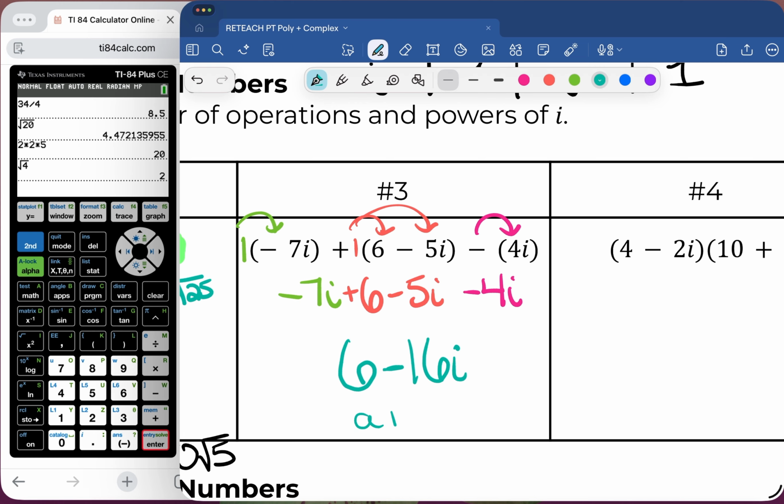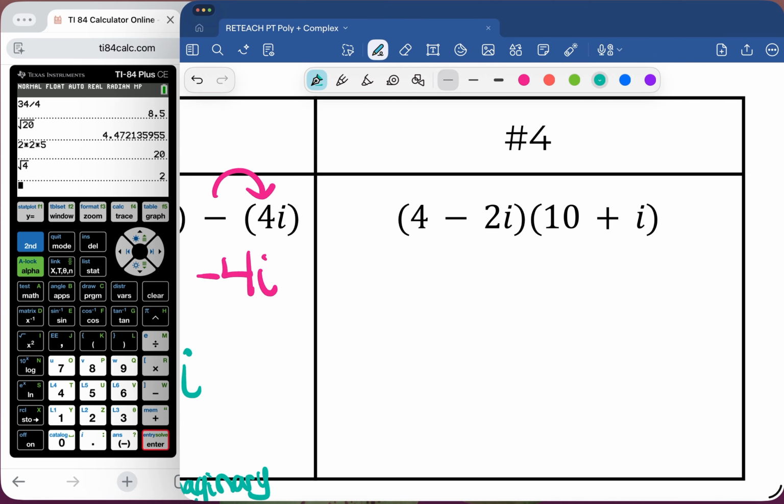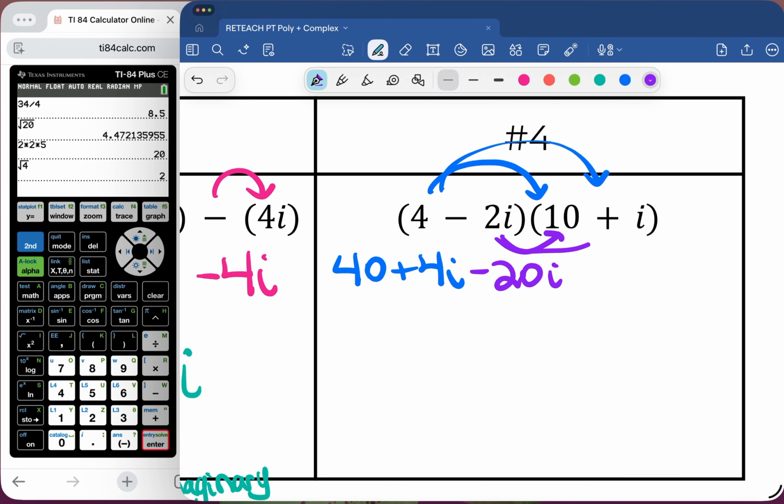All of our answers need to be in that form, A plus BI, where we want the real in front and that imaginary or complex located in the back. And then the last one we have parentheses touching. So again, more PEMDAS, but we're definitely going to distribute first. So 4 times 10, and then 4 times I. And then our negative 2I times 10, and our negative 2I times I.